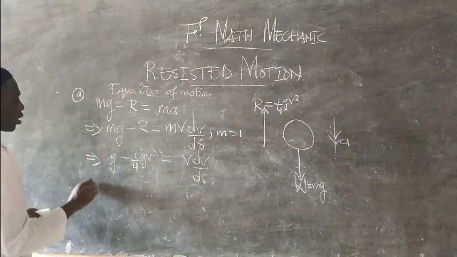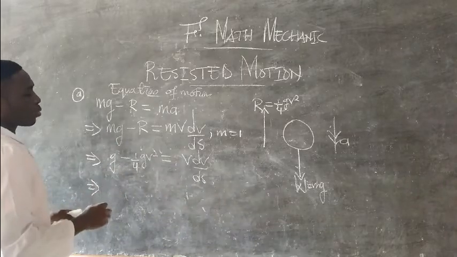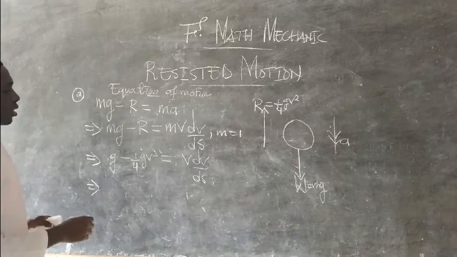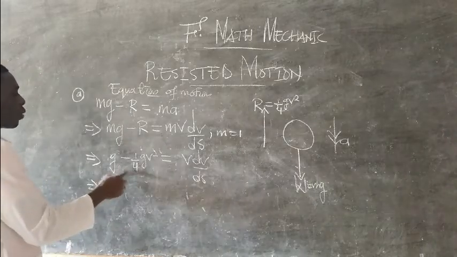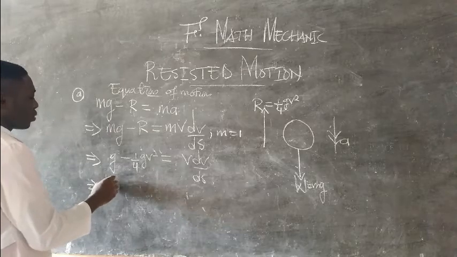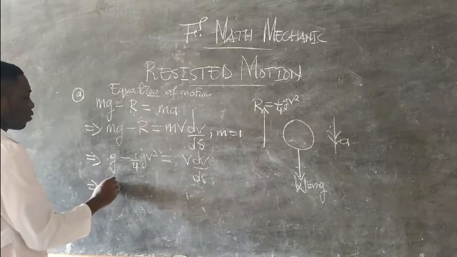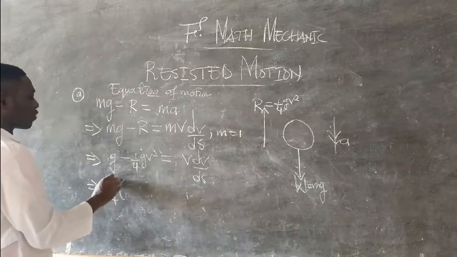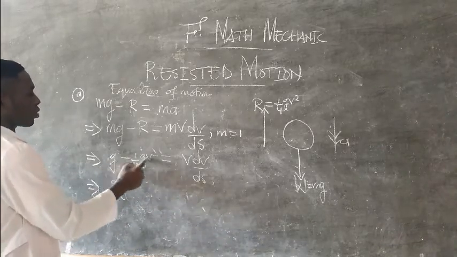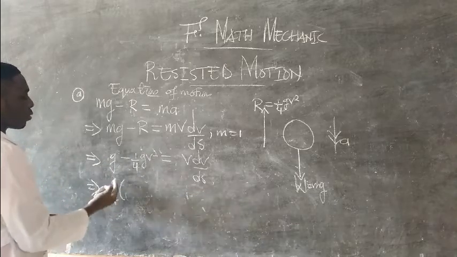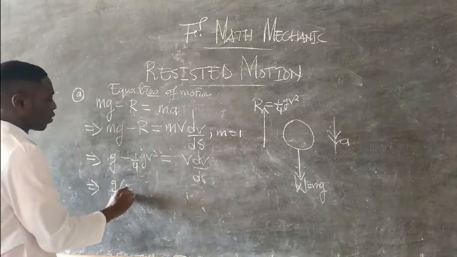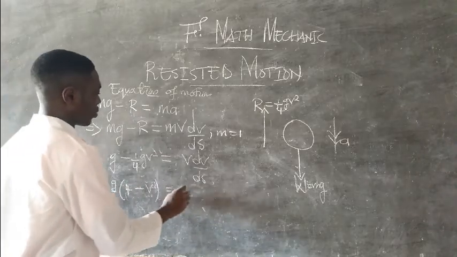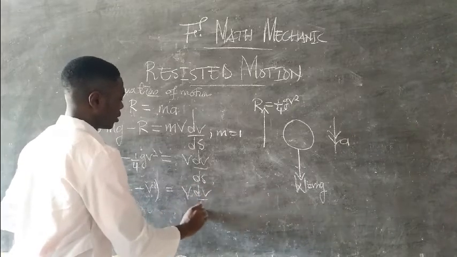Now this will imply that we can factor out g here, or make g the subject of the formula. If we factor out g on 4, because g is common here, we have g on 4 into 4 minus v squared equal to v dv ds.